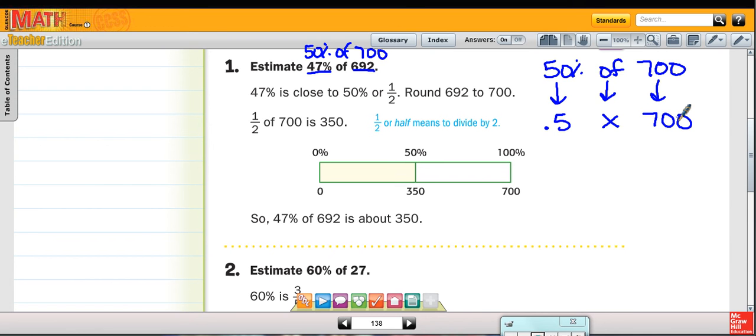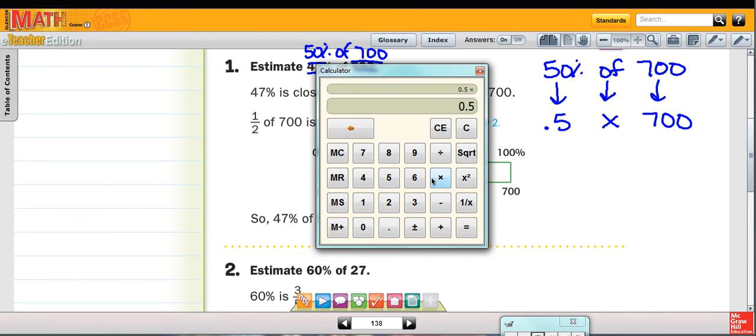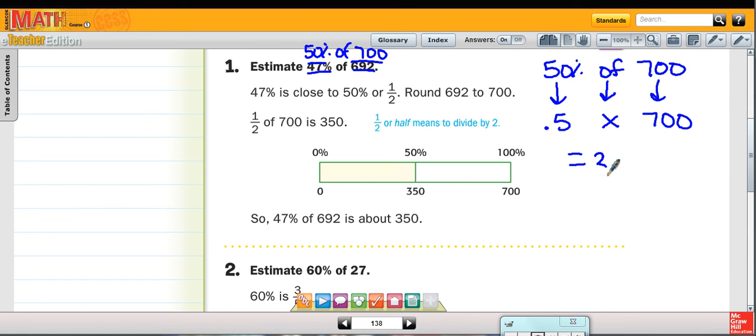Could you also be thinking about what's half of 700? Would we get the same thing? Yeah. 0.5 times 700 gives me 350. Does that make sense? Is that a percent? No, because I'm finding the amount that is that percent, right?